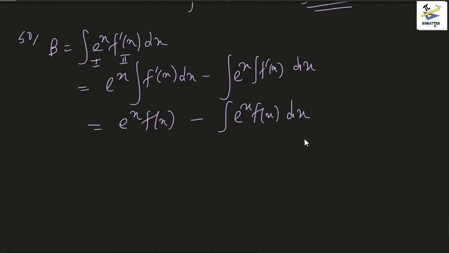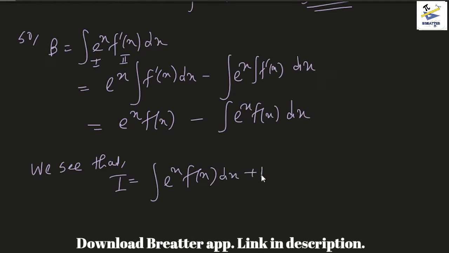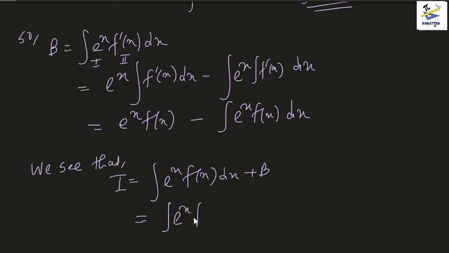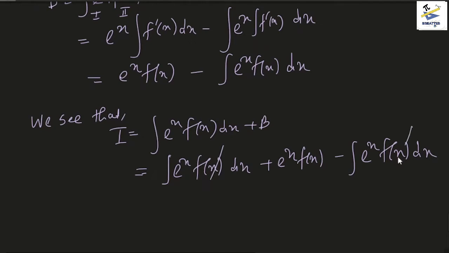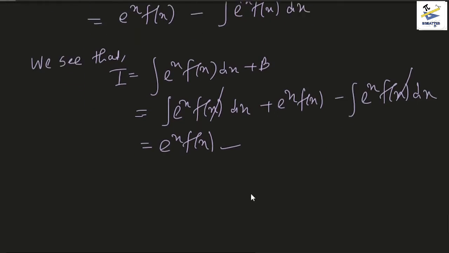So if we put the value of b there, we see that I is equal to the integral of e to the power x f of x dx plus b, where b is our desired integral which we have just evaluated using integration by parts, and which becomes e to the power x into f of x minus the integral of e to the power x into f of x dx. And as you can see, these two integrals cancel off because they are exactly the same thing, so the answer is just e to the power x into f of x, which is the answer for the integral.